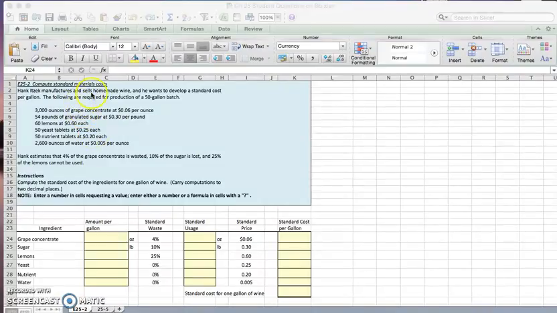So here we have someone who's manufacturing and selling homemade wine. Doesn't sound that yummy, but I'm sure somebody likes it. And he wants to develop a standard cost per gallon. So we've already studied standards and budgets, and we're talking about this unit level per gallon. So if we come down here, the standard cost is going to be per gallon.